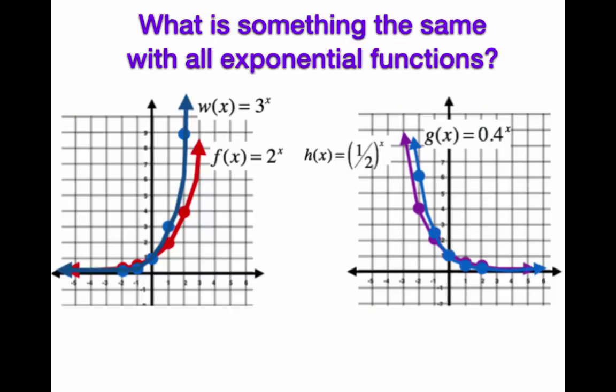Now, going back to our graphs here, what is something else that you noticed about them? What was something that was the same on all four of them? On f of x, w of x, h of x, and g of x. Oh yeah, the y-intercept was always at 0, 1. Did you notice that? Why is that? Why are they all at 0, 1? Because anything to the 0 power is 1. So that's something you could kind of circle and highlight on your graphs.